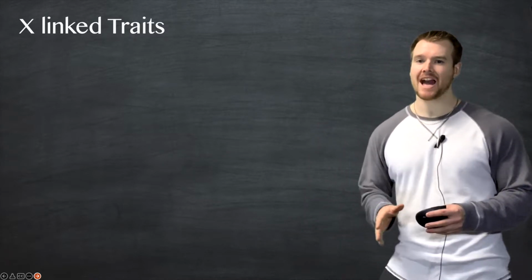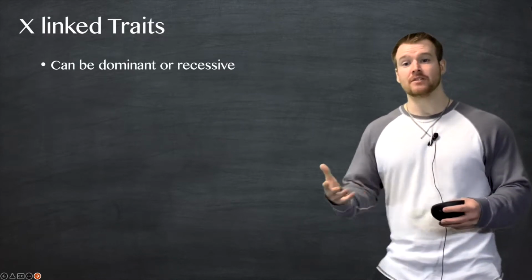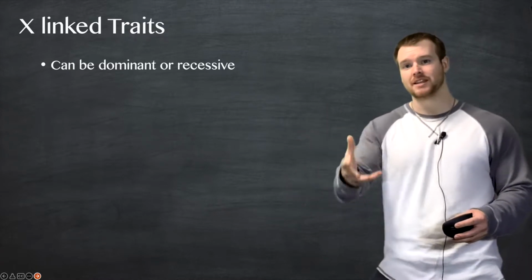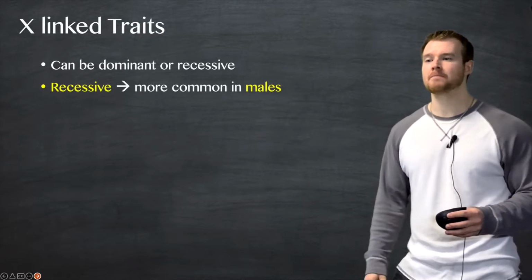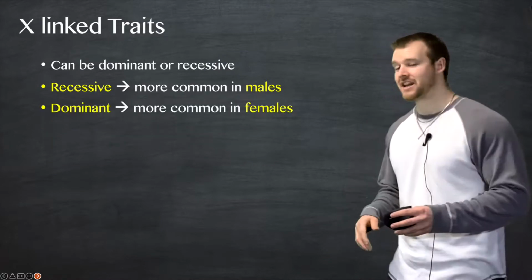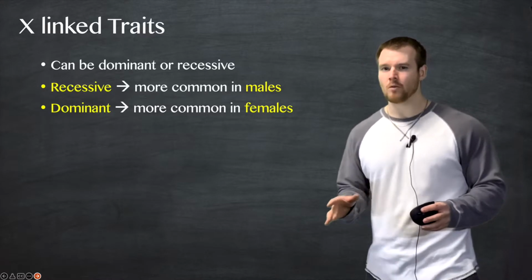So let's start by looking at genes that are X-linked traits, meaning they are on the X chromosome. These could be dominant or recessive because in females we have two X's. If you had a dominant one, it would dominate the other X. If you had a recessive one, it would be hidden by the other X. If it's recessive, it is going to be more common in males, and if it's X dominant, it's going to be more common in females. Let's take a look at why that is.